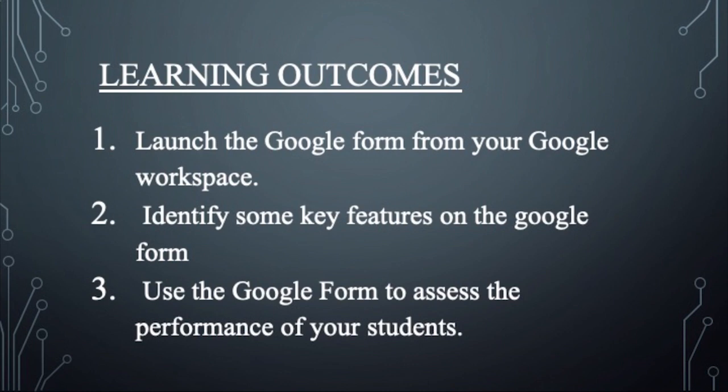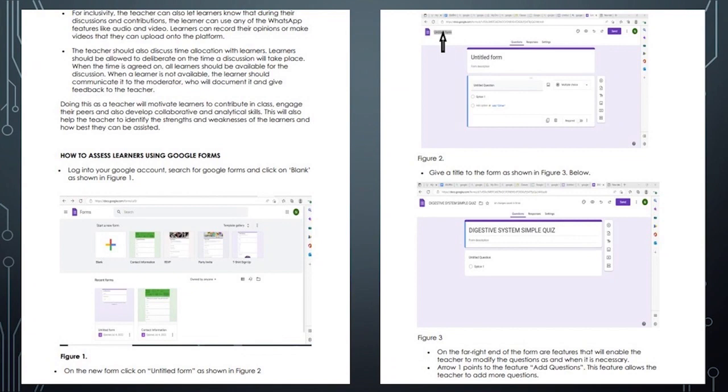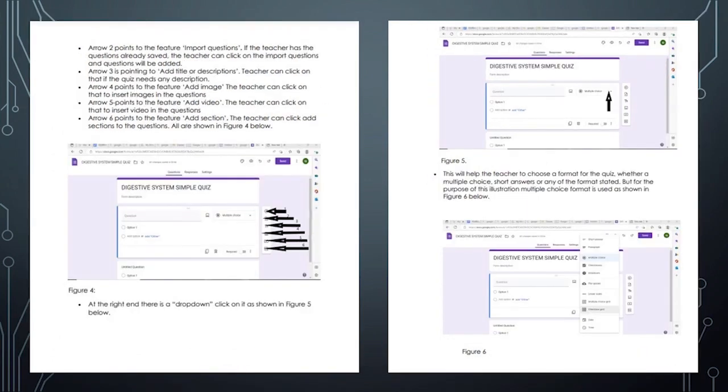Now take your time to go through the steps in assessing learners using Google Form. Refer to the ICT Integration Handbook on pages 57 to 66 for the various steps. A related tool for assessment is Google Slides. Find time to learn more about it on pages 68 to 71 of the ICT Integration Handbook, Volume 2.